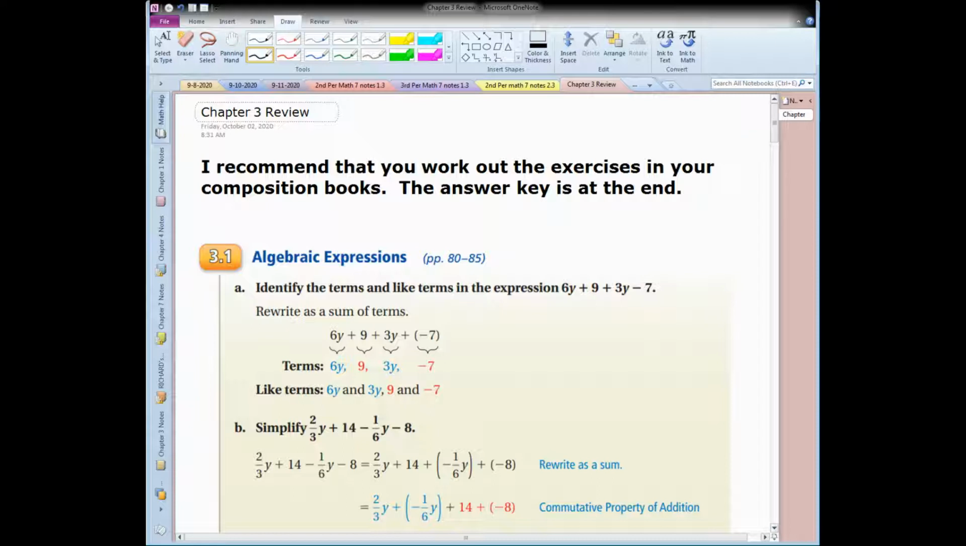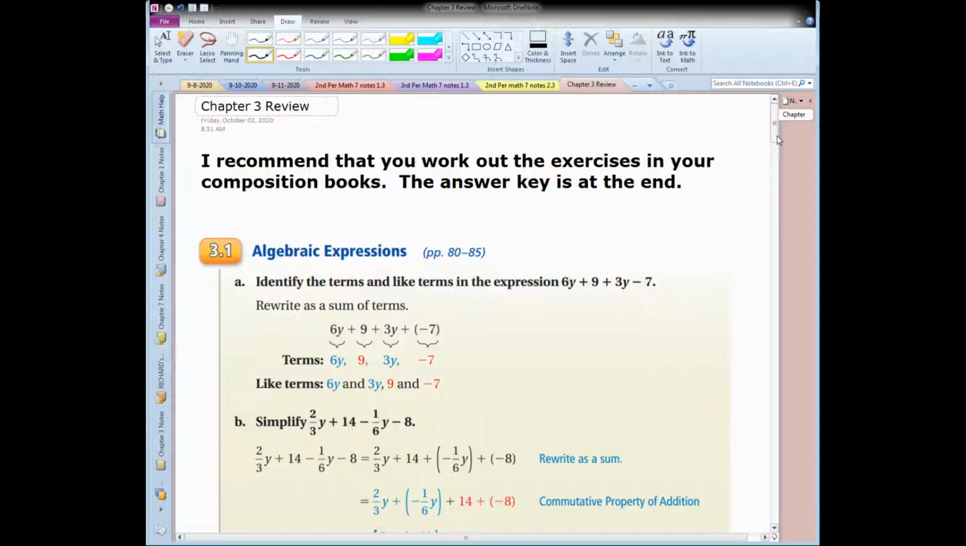I recommend that you work out the exercises that you'll see here in your composition books. Gives you a little extra practice, and I attach the answer key at the end. So it doesn't make sense to stop the video right now or fast forward the video so you can go see all the answers and put the answers in the questions. That's not going to help you. So make sure you have your composition book, your pencil, ready to go, calculator, and practice these problems. You'll see problems like this on your test.